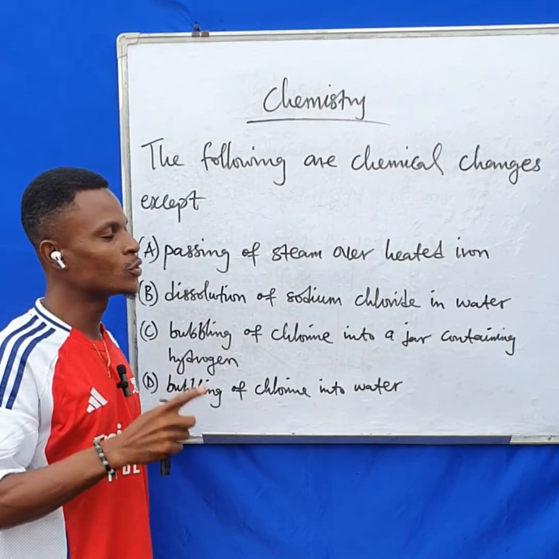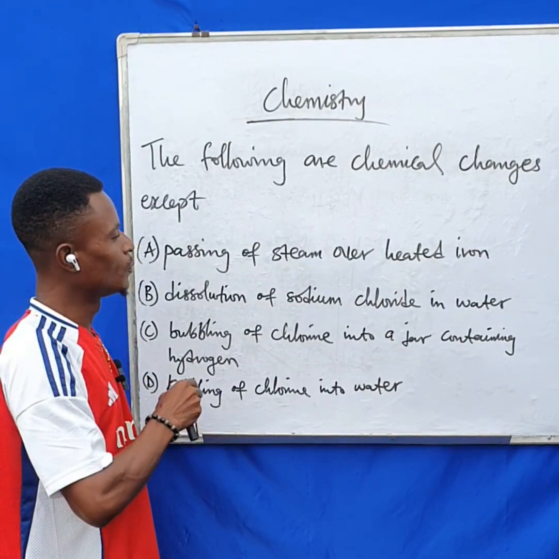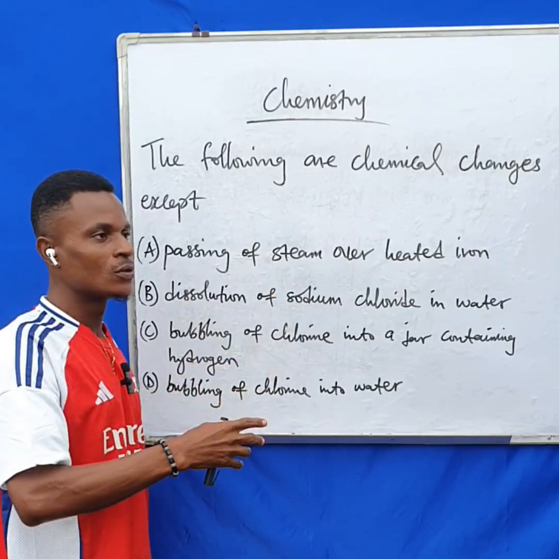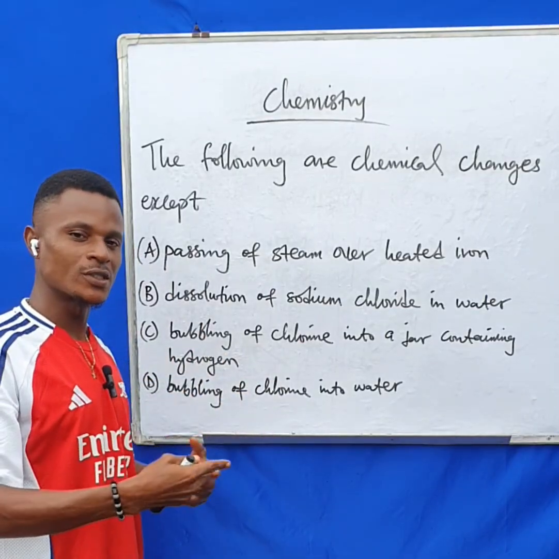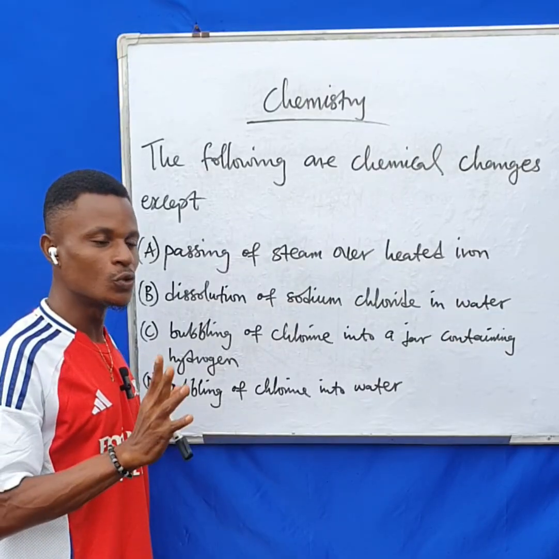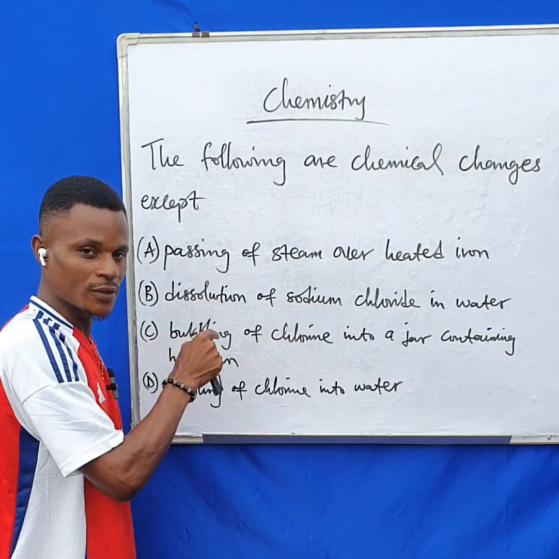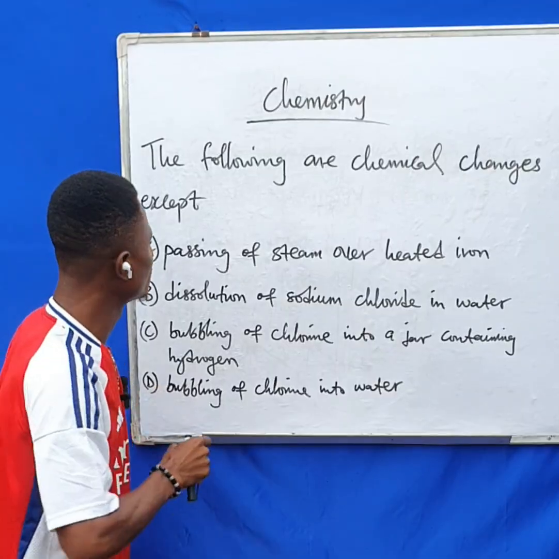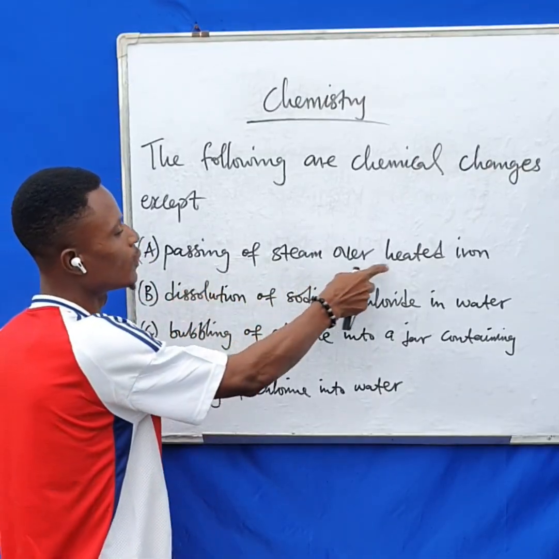You understand? So what we are looking for now is the one that we can easily reverse back the process to get the original substance how it was before. That is the one that no new substance is being formed. That's what we are looking for here. Let's look at the first one. The first option says passing of steam over heated iron.